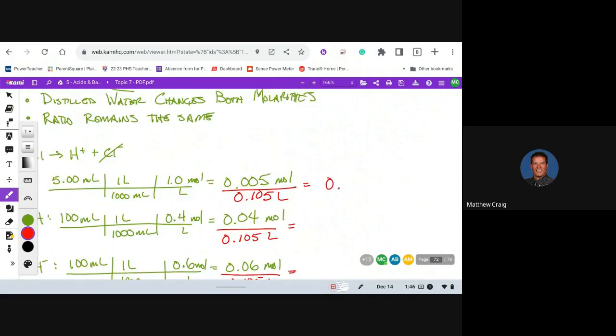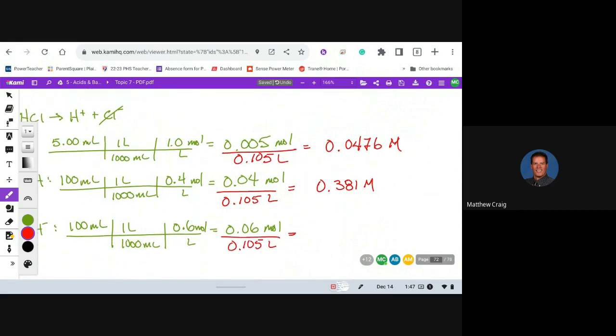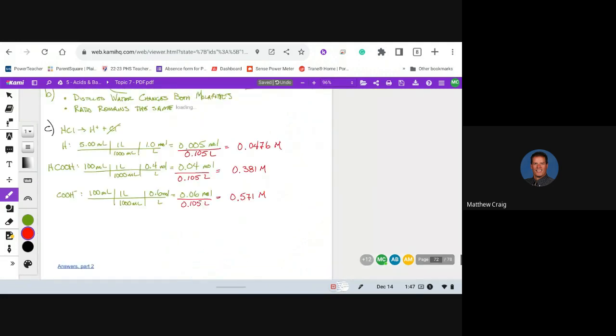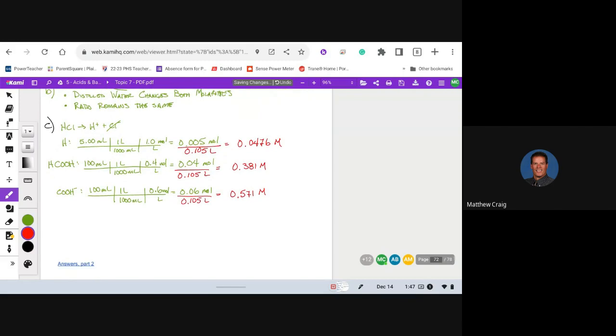So that is 0.0476, I think. Yeah, we'll leave that in my calculator. 0.04 by 0.5. That is 0.381, we'll say. And then 0.06 is 0.571. All right, so those are our molarities.